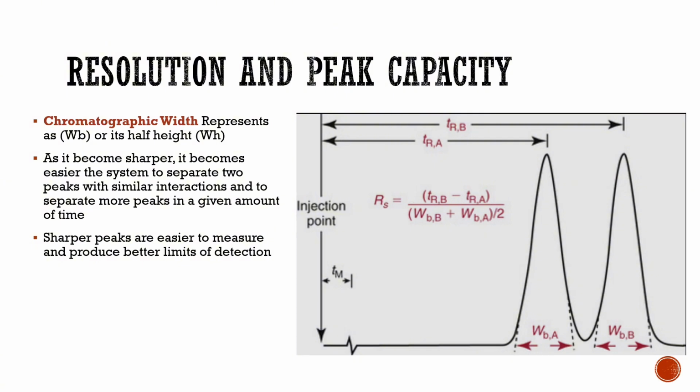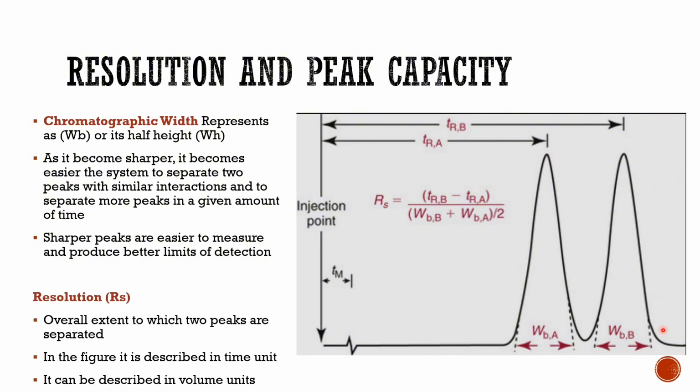The chromatographic width is represented as WB, or the half height width. So this is the chromatographic width. As the peak becomes sharper, it becomes easier for the system to separate two peaks with similar interaction and to separate more peaks in a given amount of time. Sharper peaks are easier to measure and produce a better limit of detection.